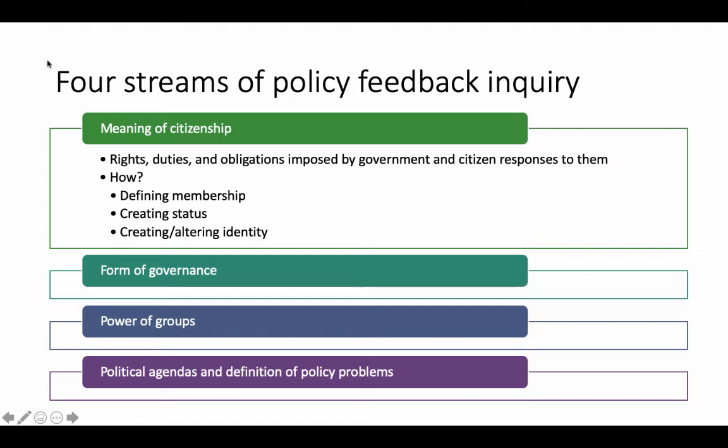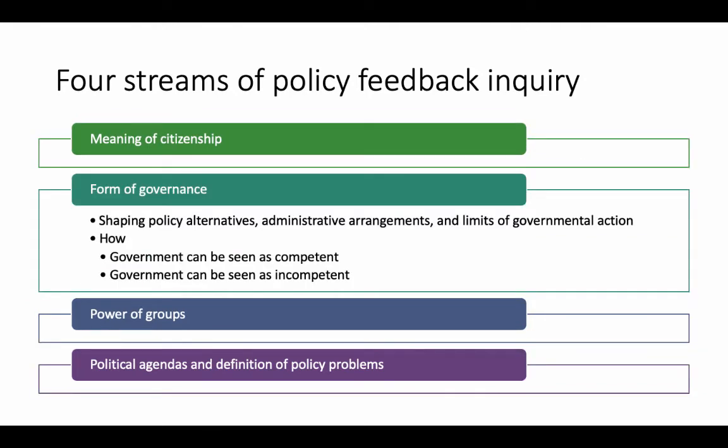If you're, say, criminalizing something, that's going to have a very different outcome on people's political behavior than if you are making a civil right or civil liberty available to them. So policy can affect the meaning of citizenship and how it is carried out.